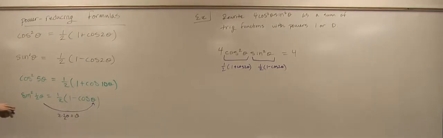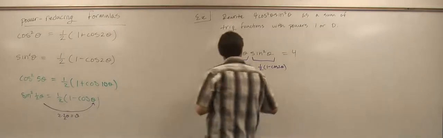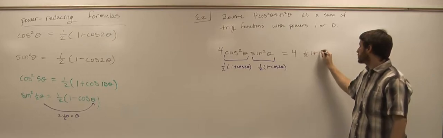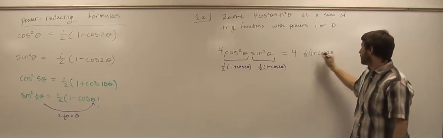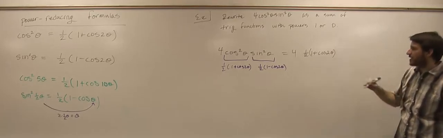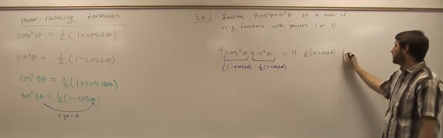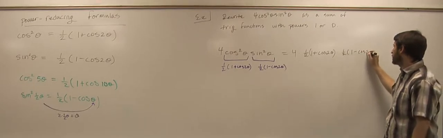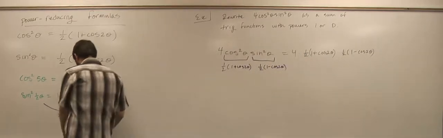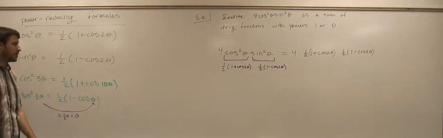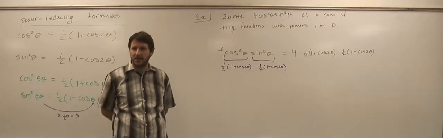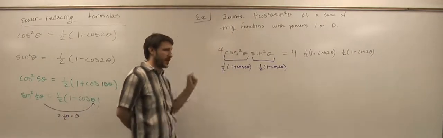So to rewrite this, to get rid of those powers, I'm going to replace cos squared theta with 1/2 (1 plus cos 2 theta). And then I'm going to also replace sine squared with 1/2 (1 minus cos 2 theta). That's the answer. All done. Answer the question. Move on. What do you think? Did I answer it? Not quite, because it's not a sum of trig functions yet.